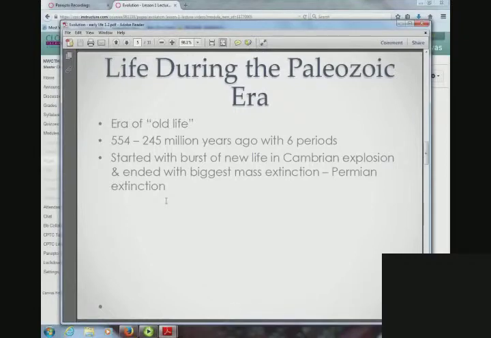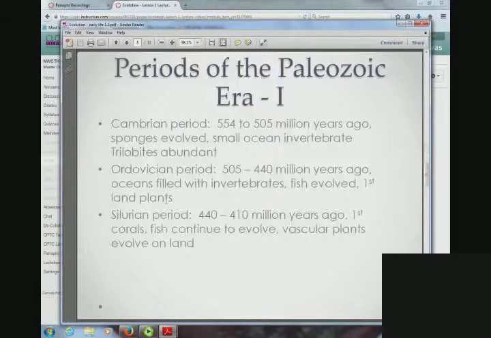During the Paleozoic era, the era of old life, between 554 and 245 million years ago, divided into 6 periods, it started with a burst of new life in the Cambrian explosion, and it ended with one of the biggest mass extinctions, the Permian extinction.